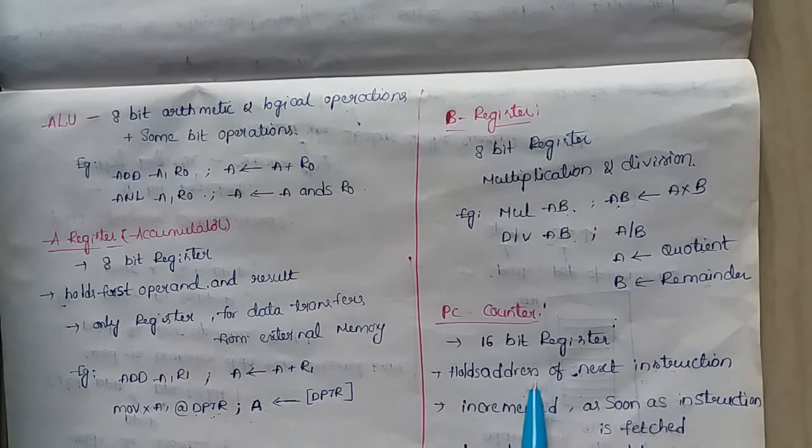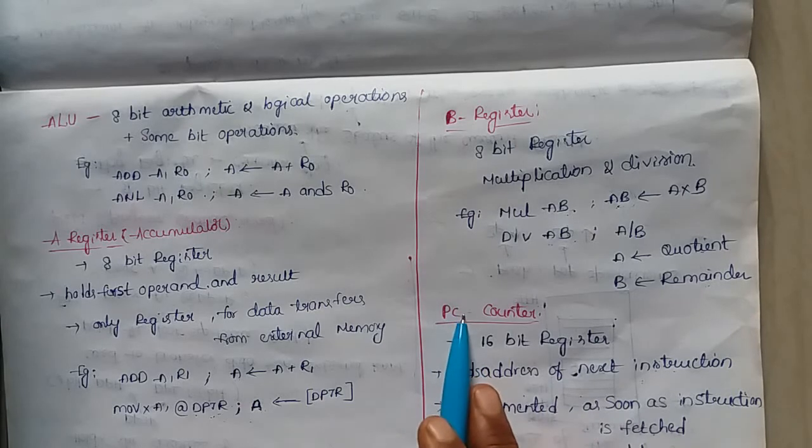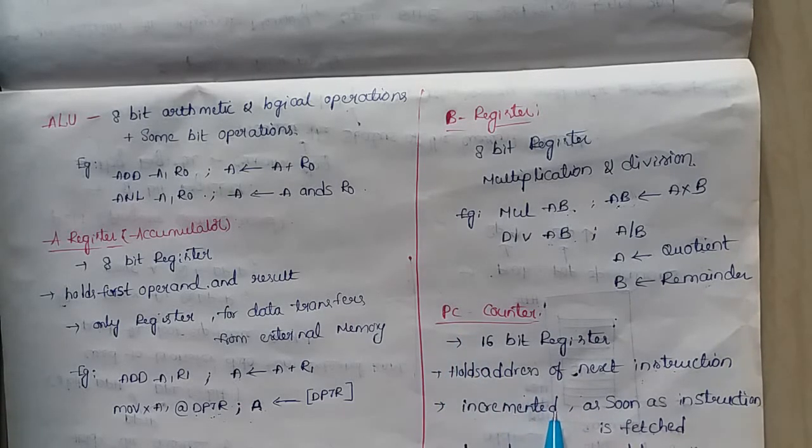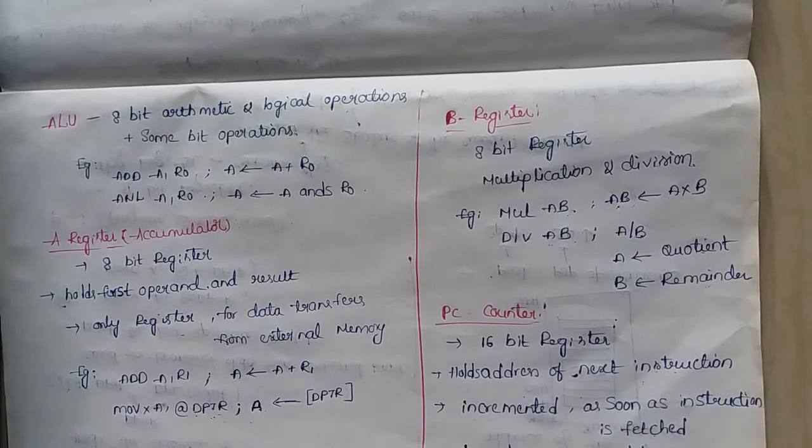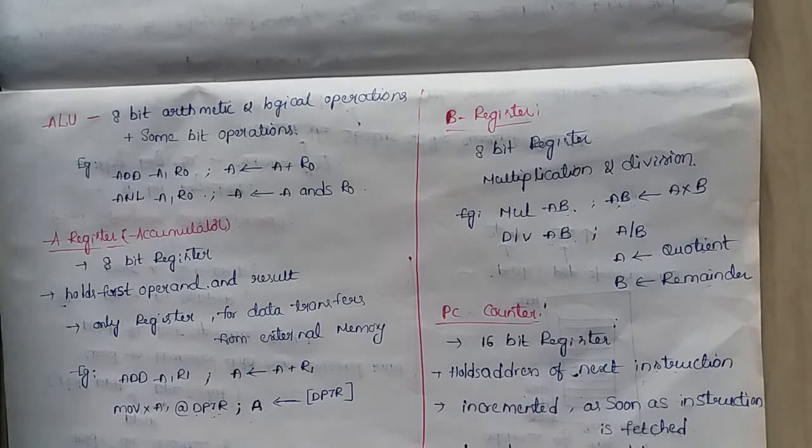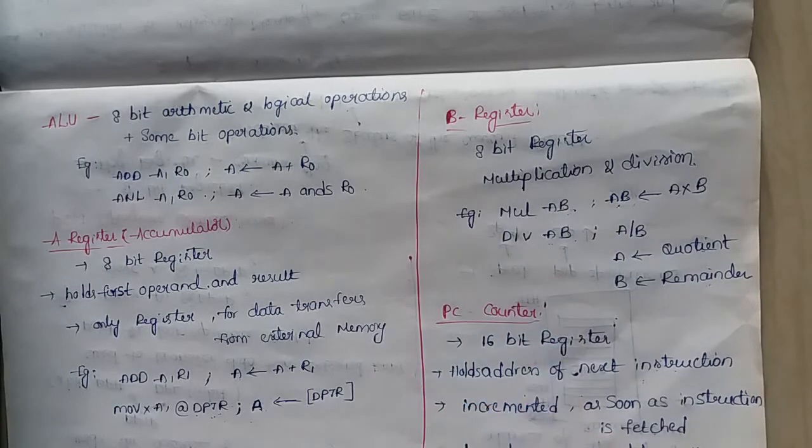The address of the next instruction is saved into the program counter, and PC gets automatically incremented as soon as any instruction is fetched. After instruction fetching is over, whatever value is present in PC gets incremented by 1. That is what makes the program move ahead in a sequential manner. In case of a branch instruction, a new address is loaded into the PC.